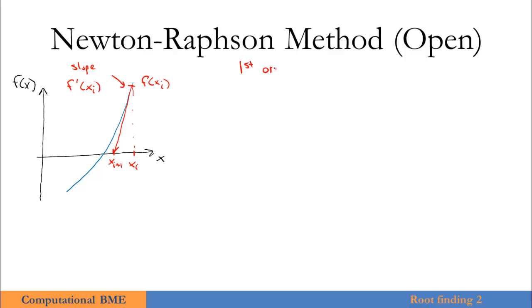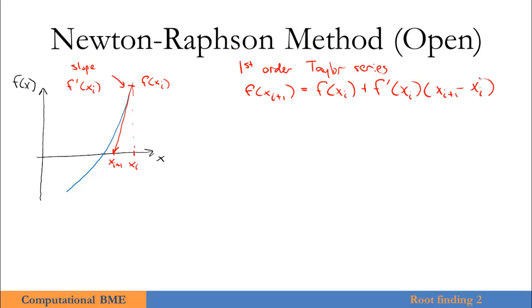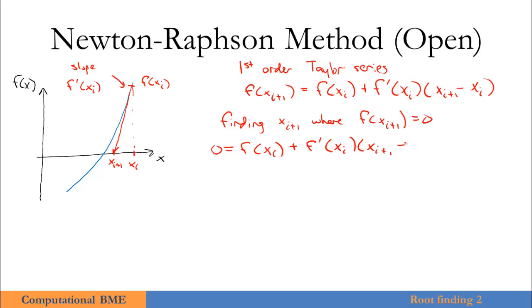One way to derive the equations for this is to look back at our original Taylor series. If you remember, when we did a first order approximation, we had this equation, and then we want to find where xi plus 1 makes f of xi plus 1 equal to 0. When we rearrange these equations, we get the following result: the next guess for our root is given by the last guess minus f of xi over f prime, the derivative at xi.